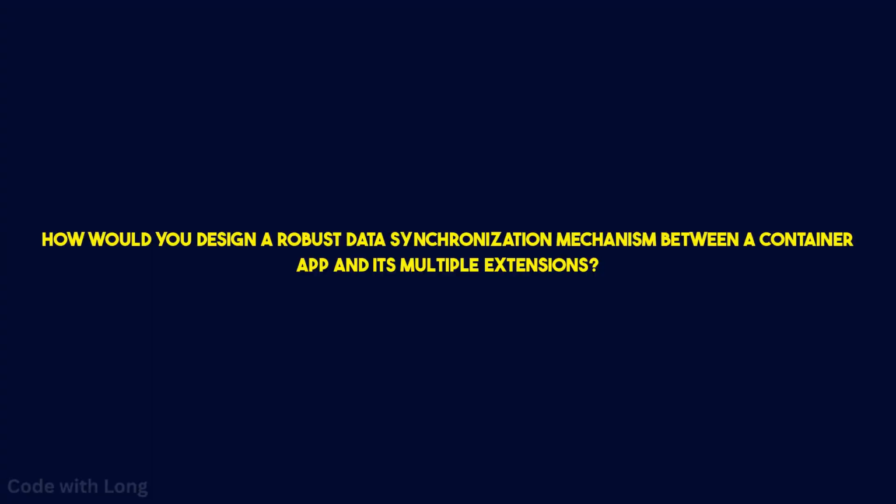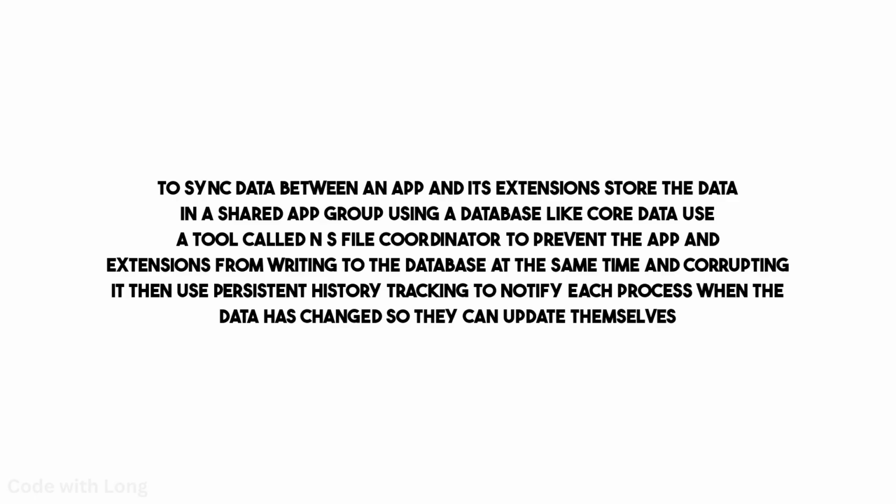How would you design a robust data synchronization mechanism between a container app and its multiple extensions? To sync data between an app and its extensions, store the data in a shared app group using a database like Core Data. Use a tool called NSFileCoordinator to prevent the app and extensions from writing to the database at the same time and corrupting it. Then, use persistent history tracking to notify each process when the data has changed so they can update themselves.